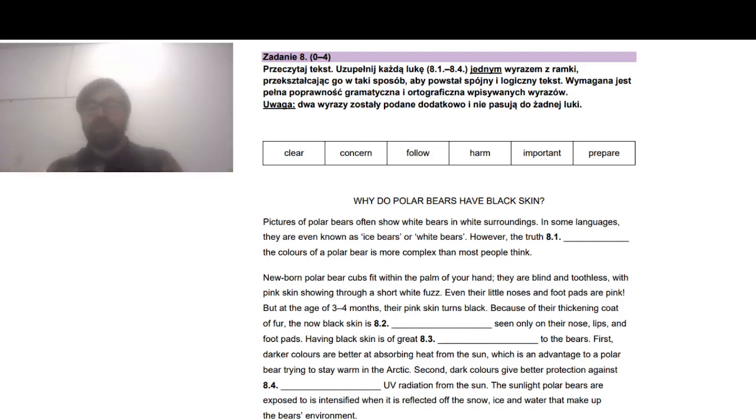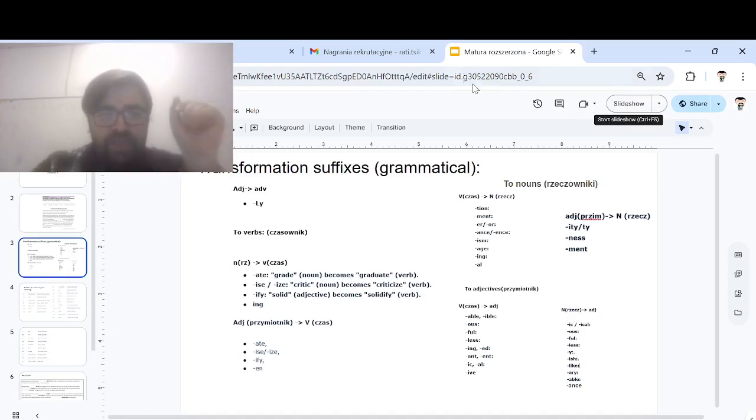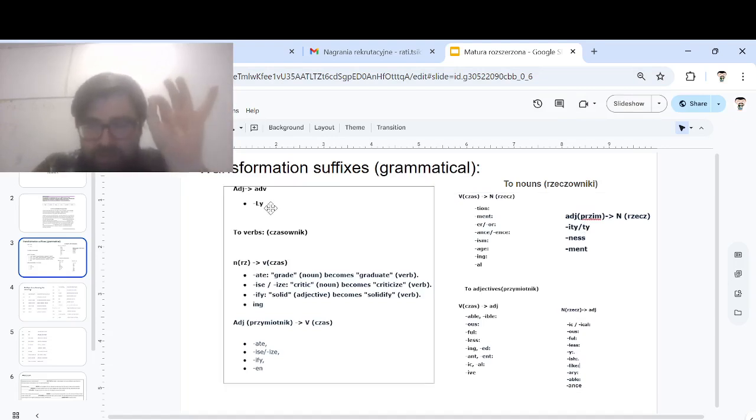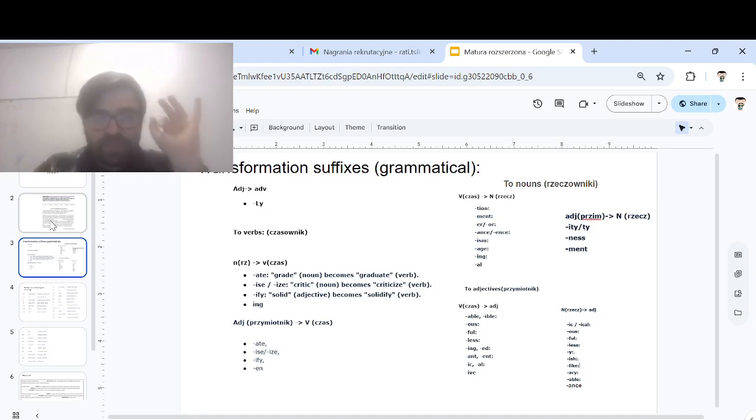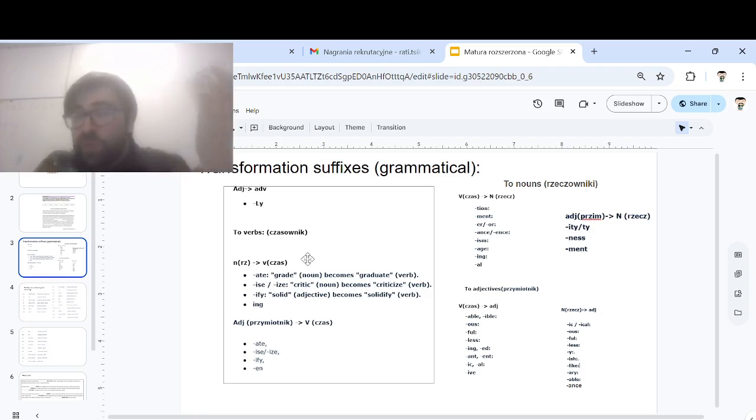For example, transforming verb to noun, czasownik to rzeczownik, or noun to verb, noun to adjective, or adjective to adverb, or the opposite way, right? For this purpose, we use suffixes in English. On the next slide here, you see different transformational suffixes. And these suffixes are essential to learn in order to successfully complete this task.